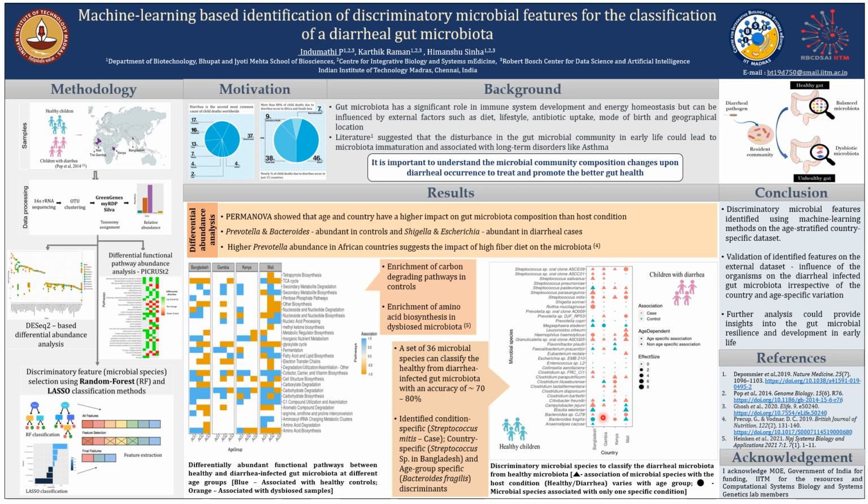To conclude, the validation of these discriminatory features was done on external datasets, and it could be a good starting point to analyze the metabolic interaction variations which could provide insights about gut microbiome resilience and development in early life.